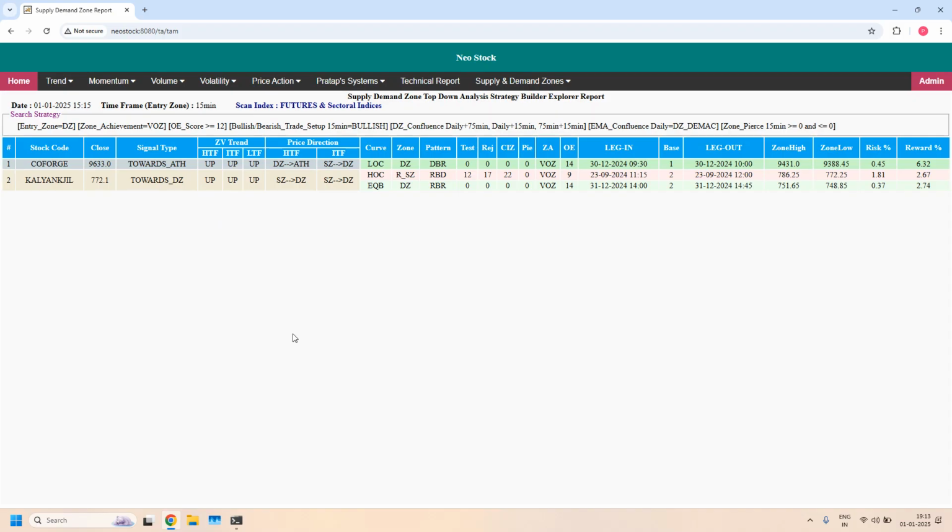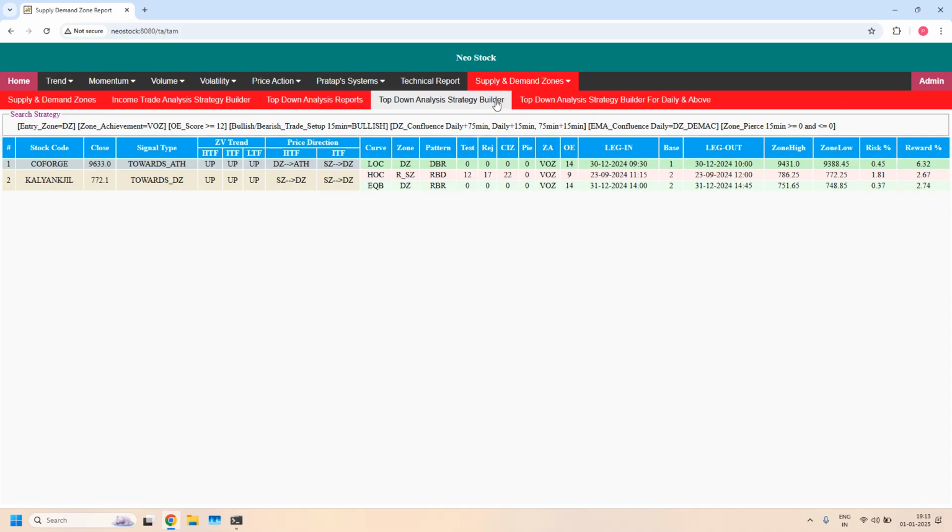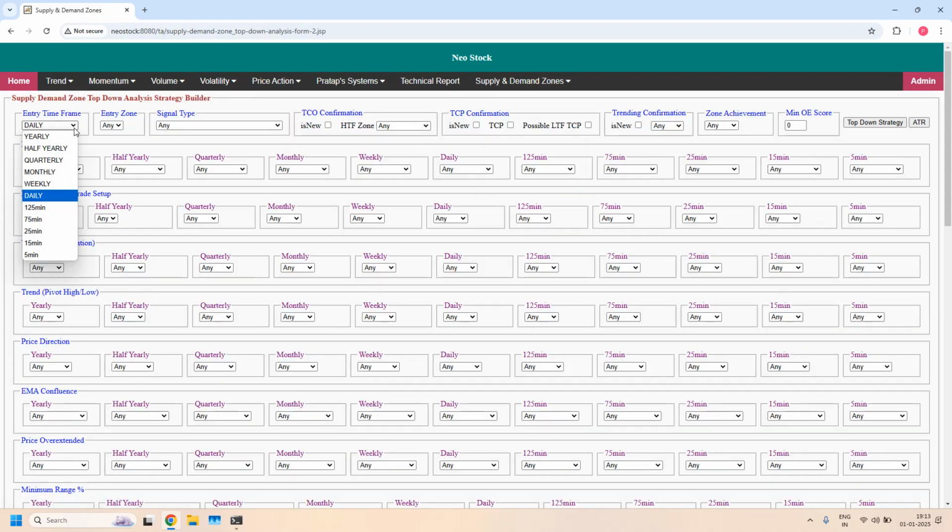Okay, this is about bullish trade setup, daily income trade. Next, bearish trade setup, daily income trade, entry time frame 15 minutes, entry zone, supply zone. In bullish or bearish trade setup at 15 minutes entry time frame, I am selecting bearish.